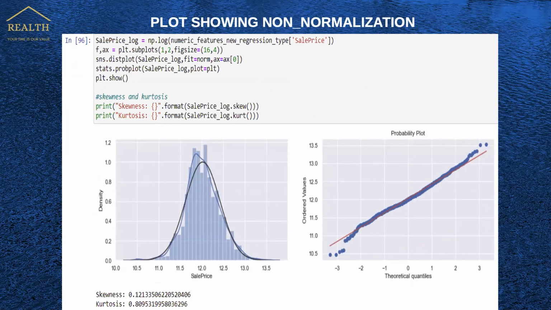By the time we applied the log method, the dependent parameter, which we wanted to build a model to predict, which is our sales price, you can see that our sales price is now highly normalized, having a reasonable skewness and a reasonable kurtosis, and the histogram is now well distributed.